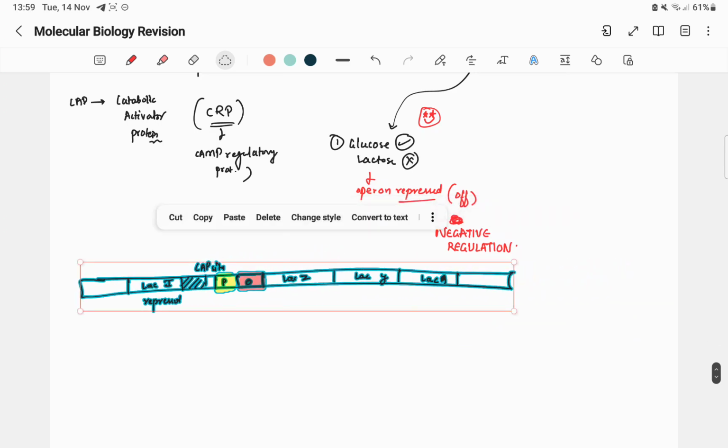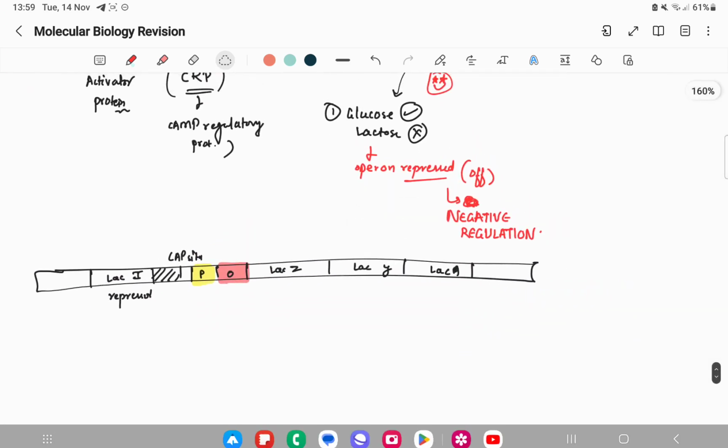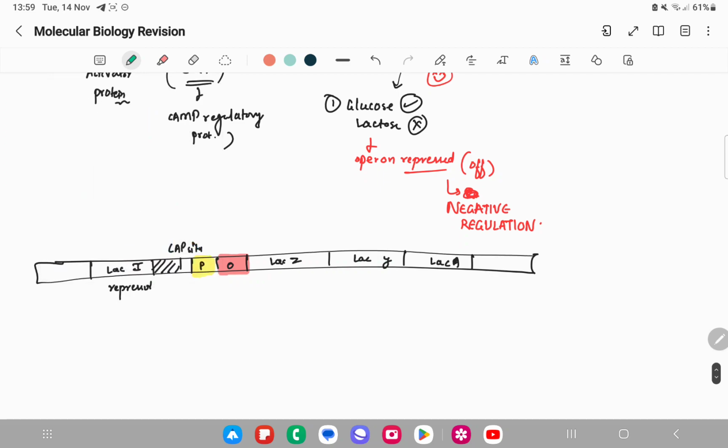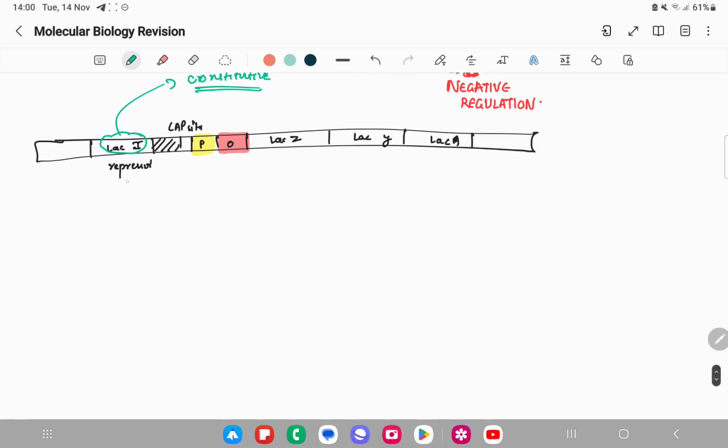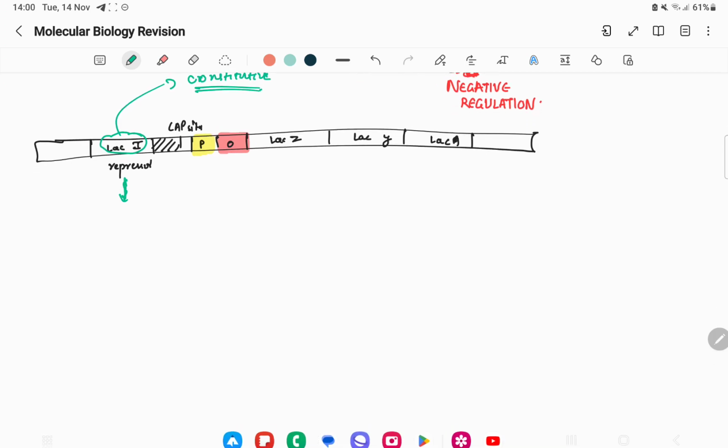Okay, so I am showing you negative regulation. In this case, the lac I is a constitutive gene. Just note that it is a constitutive gene, that means it is expressing at a constant rate. So it will synthesize your RNA, and the RNA will synthesize your repressor protein.